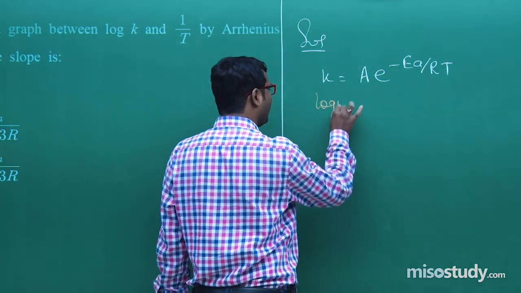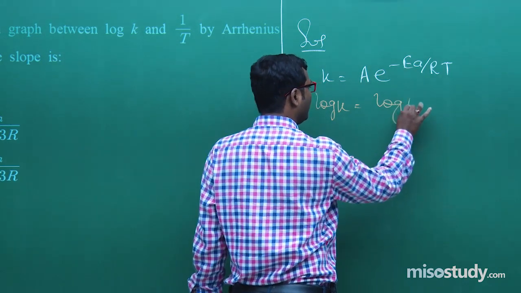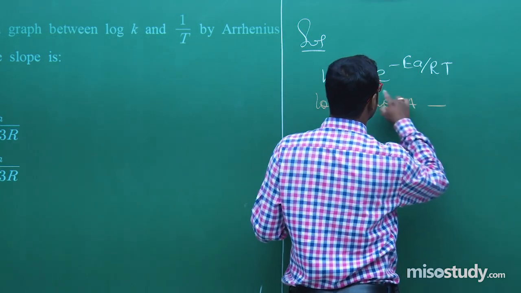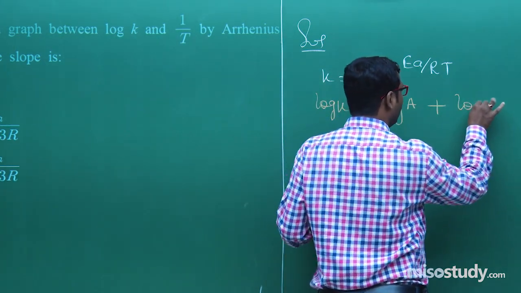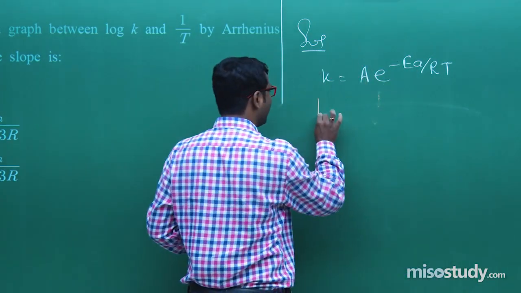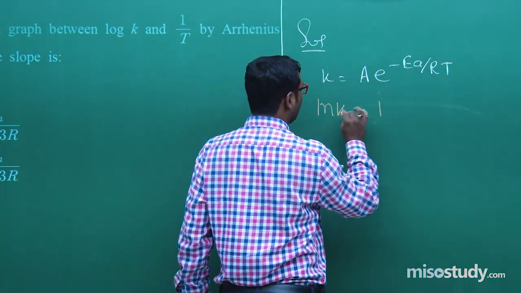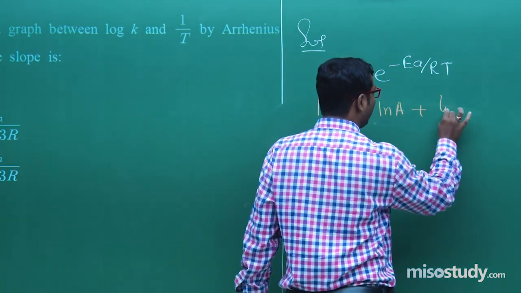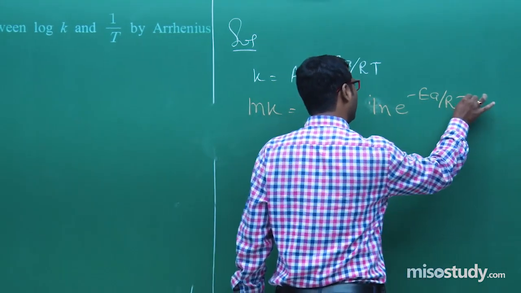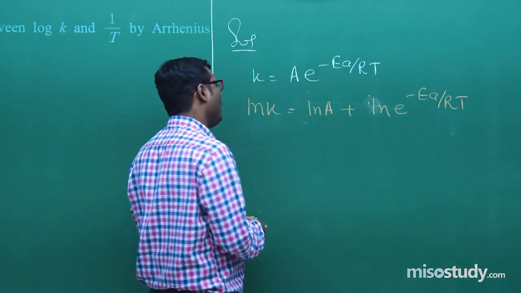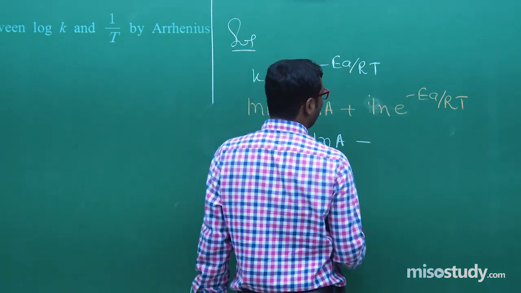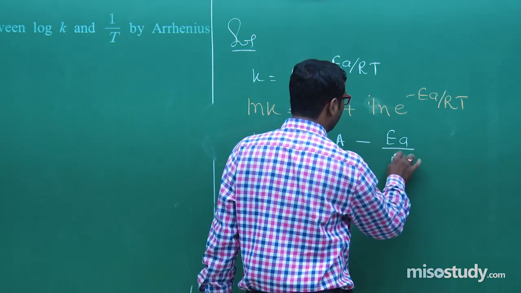That is log K is equal to log A plus log e. Better to write ln because here is the exponent. So taking ln both sides, that is ln K is equal to ln A plus ln e to the power minus Ea upon RT. Clear to you? What will happen? That is ln K is equal to ln A minus Ea upon RT.